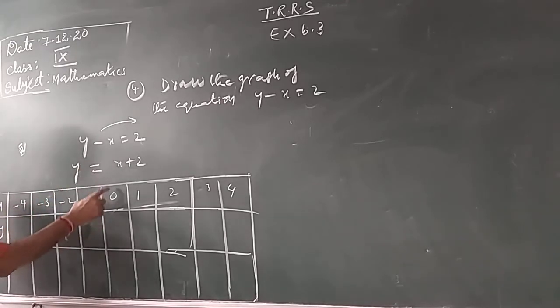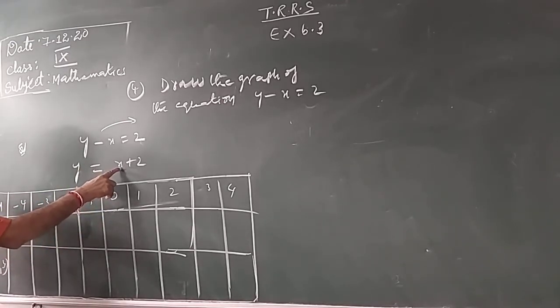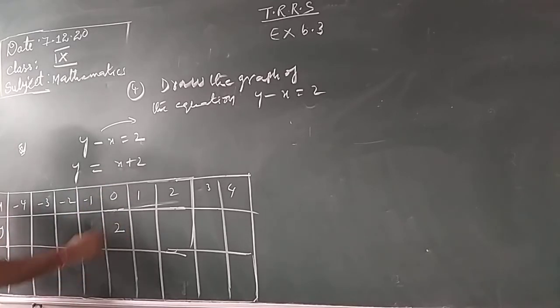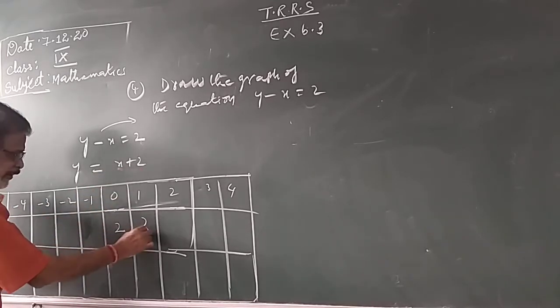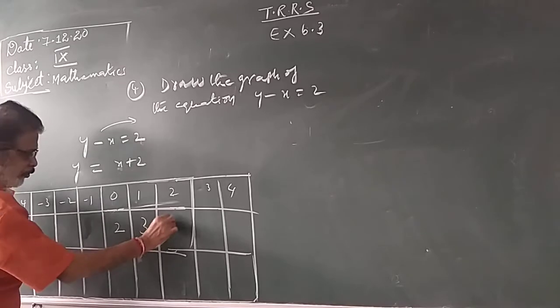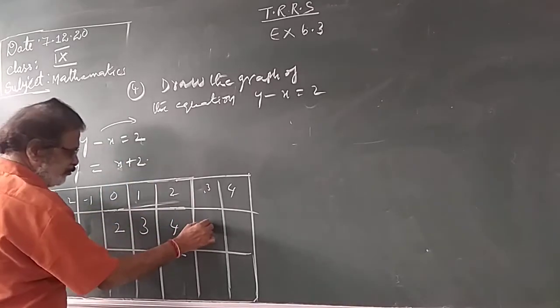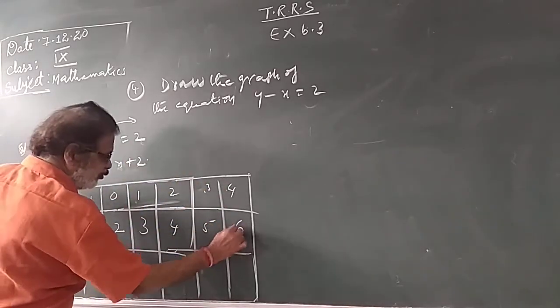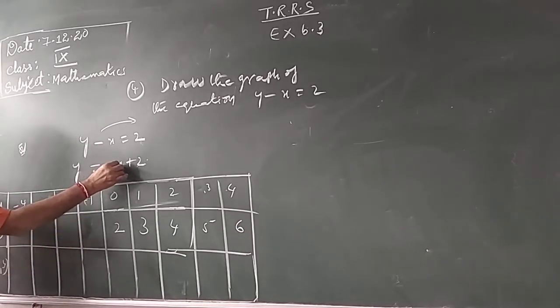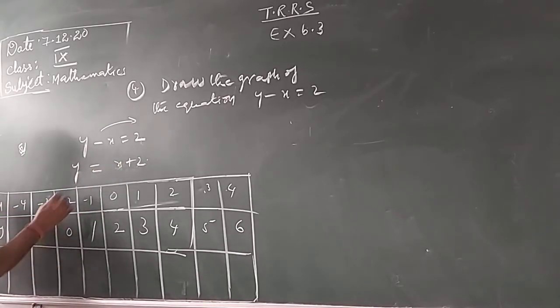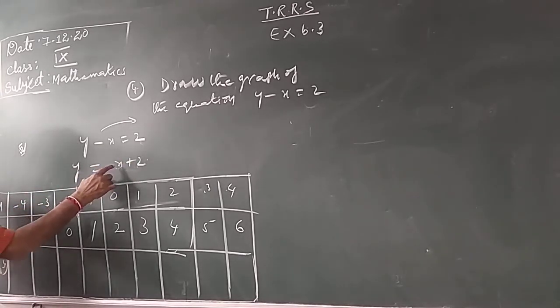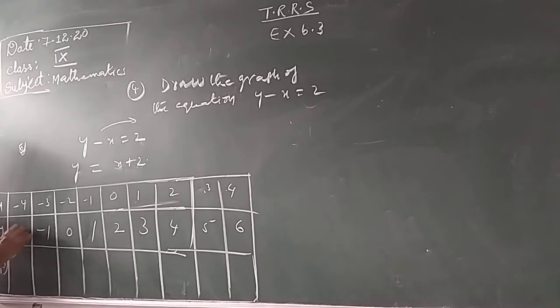Substitute in this. Put x is equal to 0: 0 plus 2, 2, y is 2. When x is equal to 1, 1 plus 2, 3. X is equal to 2, 2 plus 2, 4. X is equal to 3, 3 plus 2, 5. X is equal to 4, 4 plus 2, 6. X is equal to minus 1, minus 1 plus 2, 1. X is equal to minus 2, minus 2 plus 2, 0. X is equal to minus 3, minus 3 plus 2, minus 1. X is equal to minus 4, minus 4 plus 2, minus 2.